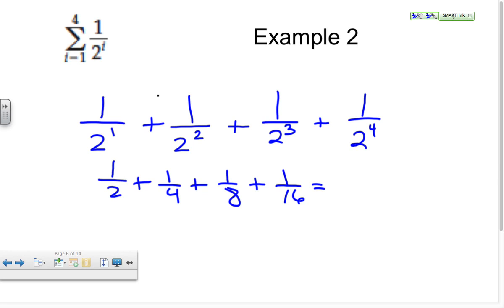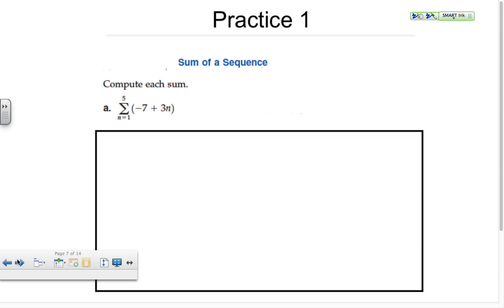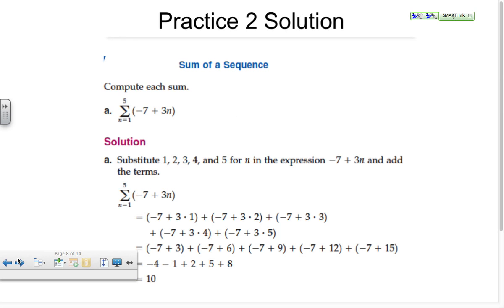I'm going to add them all together, and I'm going to use a calculator to do that. This is where we use calculators. All right. So there is my example 2. Summation, you're going to do this one, or practice, you're going to do this one on your own. Pause the video once again, check your answer.